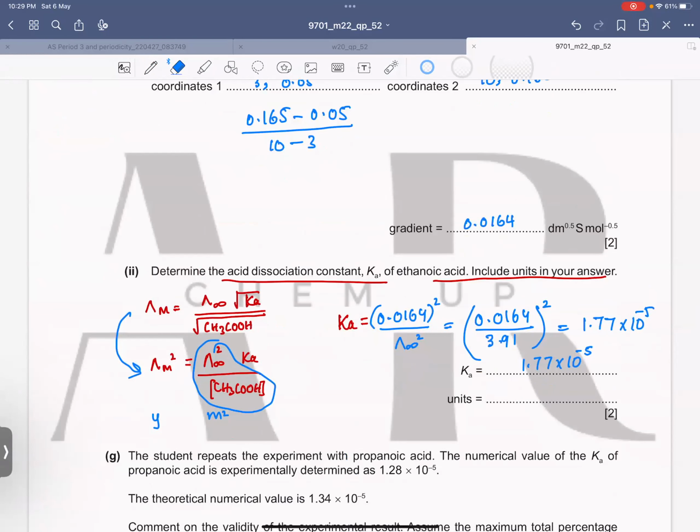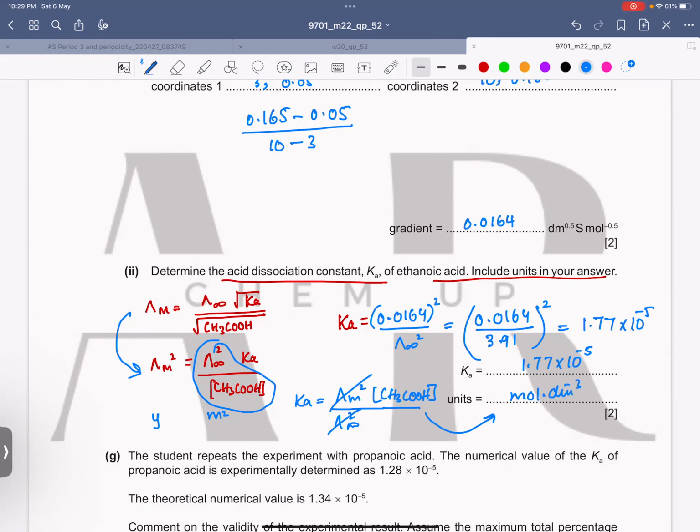Okay, so the unit of Ka, see, if I make the Ka subject over here, it would be square of this divided by square of this and concentration, right? So these two are going to be cancelled out, so we are left with the concentration only, and the unit of concentration is mole per dm cube. Is this clear?